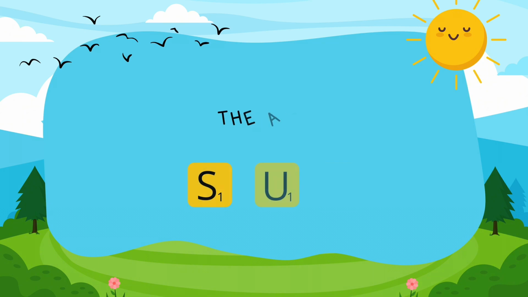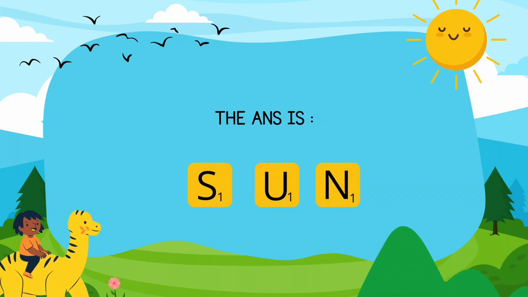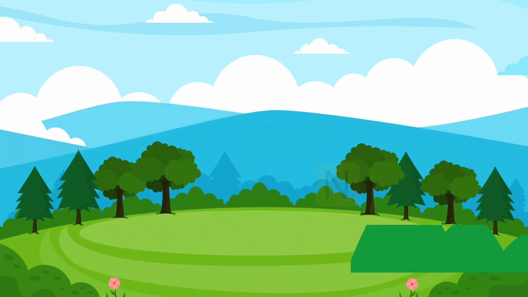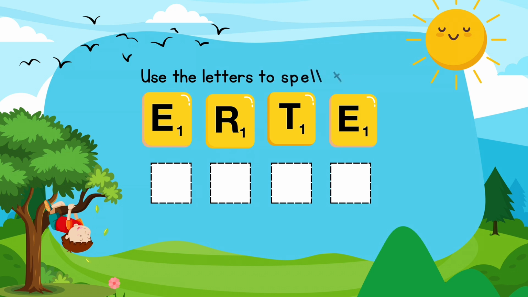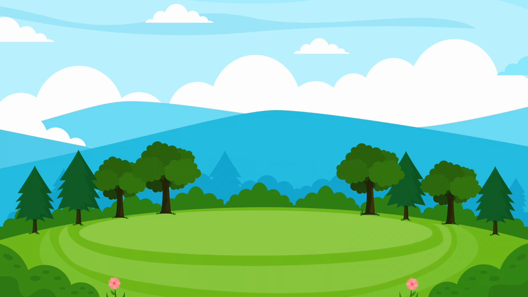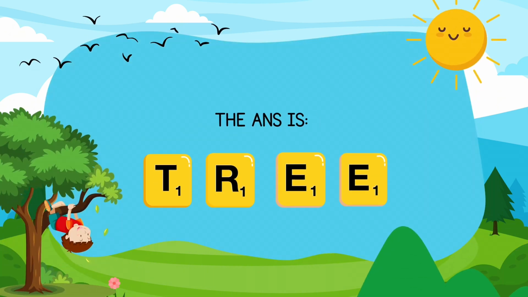And the answer is sun. Use the letters to spell the word. You can do it. And the answer is tree.